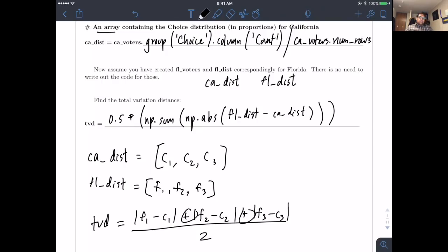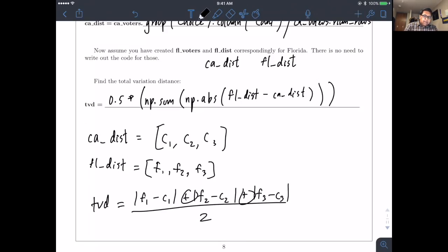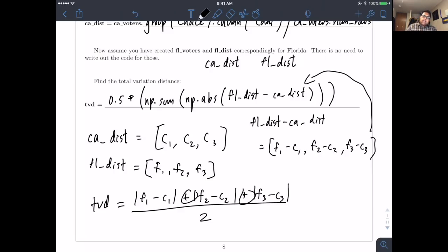Right? And if you recall, in Python and NumPy, if you just subtract 2 arrays, it automatically subtracts elements at each spot, right? So this will automatically be reduced to F1 minus C1, comma, F2 minus C2, comma, F3 minus C3, right? So that's what this will be equal to. So we just need to take the absolute value of every element in this array, sum together all of those elements, and divide by 2. And that's the definition of total variation distance. So then, here, we're left with our final answer, and that's the TVD.